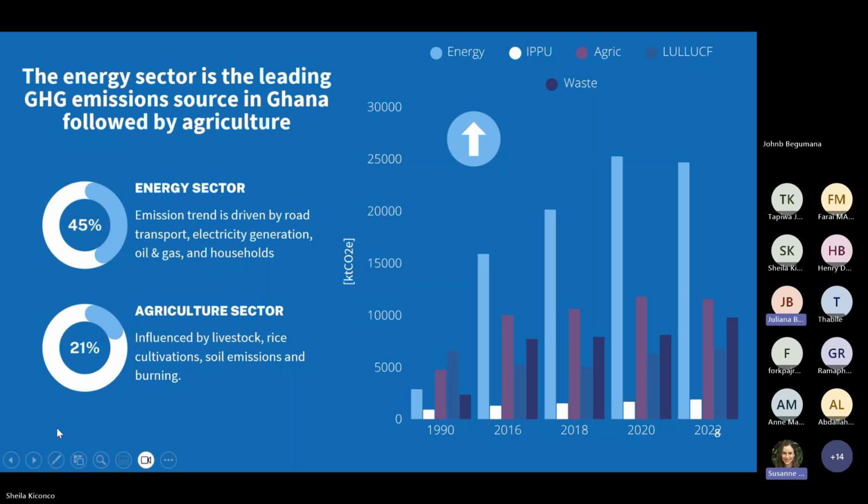Better. Yeah, sorry. So the agricultural sector contributed about 21% of the entire emissions. Next slide.